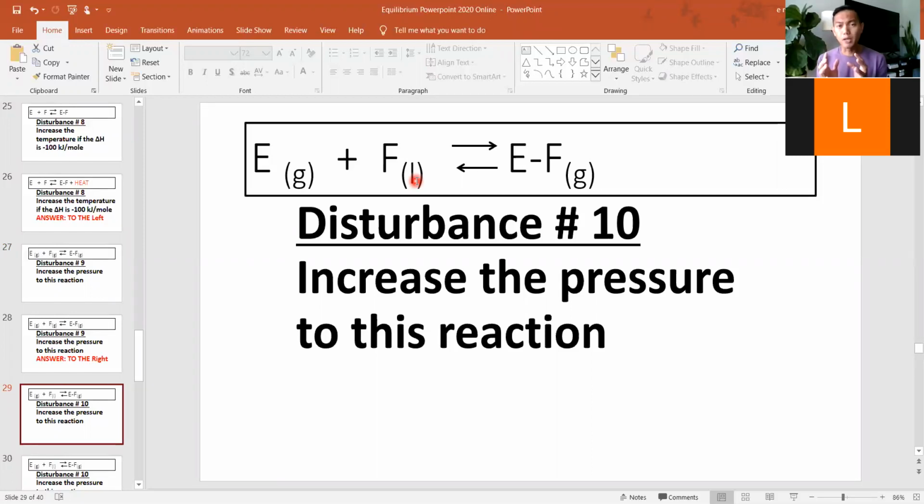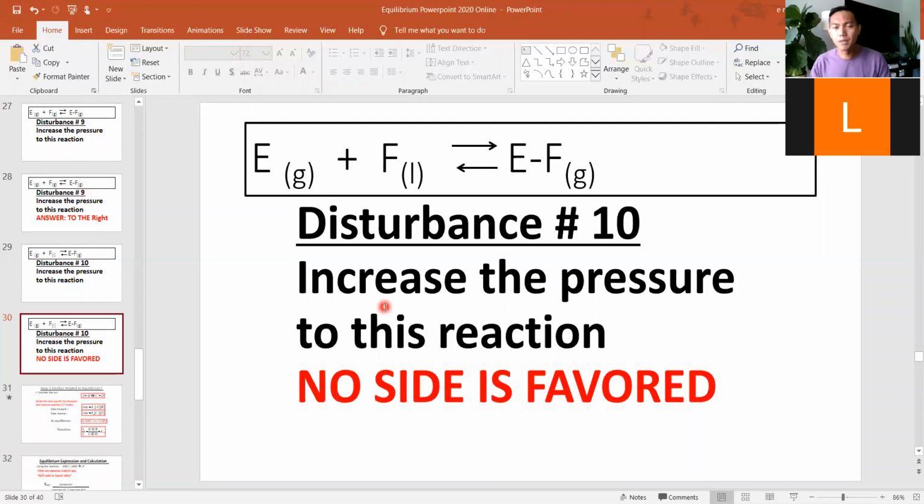So pressure is really dependent, we really just focus on gases. We count the number of gases. So that tells me there's really only 1 mole of gas on the left side and 1 mole of gas on the right side. If they're equal, then it doesn't matter what change we do with pressure, increase or decrease. And the answer here, if it shows up, is no side is favored. So this is the 3rd scenario where it's neither right nor left. Changing the pressure doesn't affect the balance there, because we have equal moles of gas on the left side versus the right side.